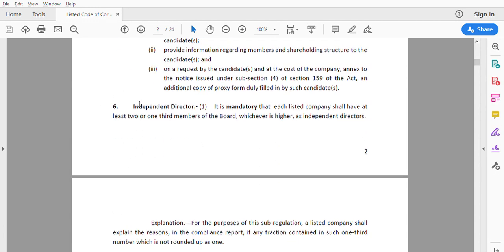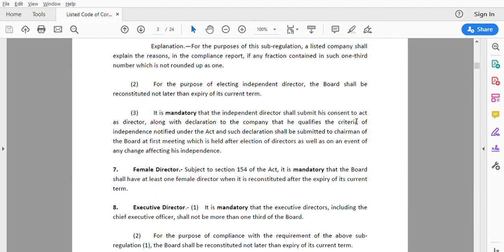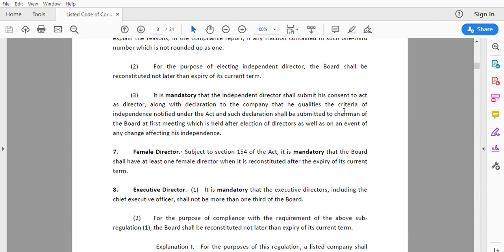Then there is a highly important provision, the independent director. It is mandatory that each listed company shall have at least 2 or 1/3 members of the board as independent, whichever is higher. So if a board has 10 members, then there should be at least 3 independent directors. And what is an independent director? That is explained in the Companies Act in detail. We would not go into that detail.